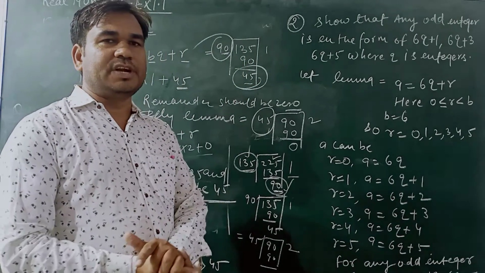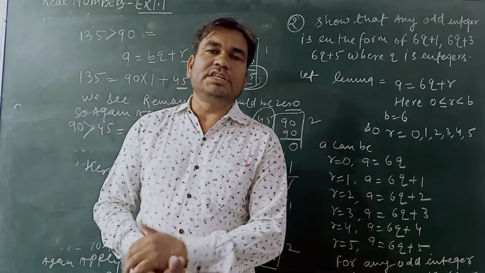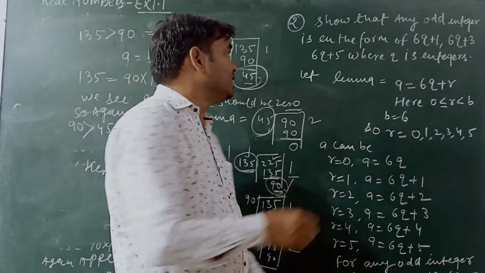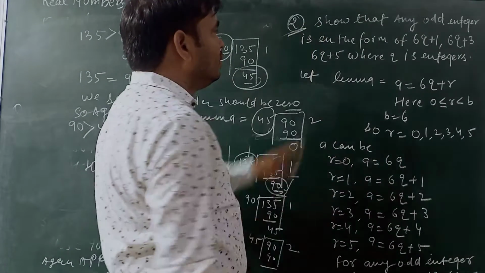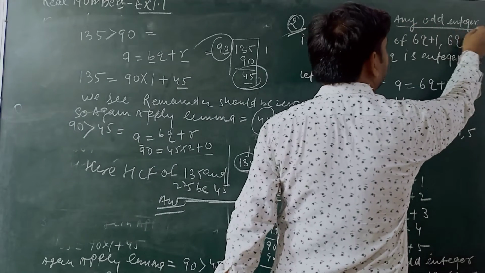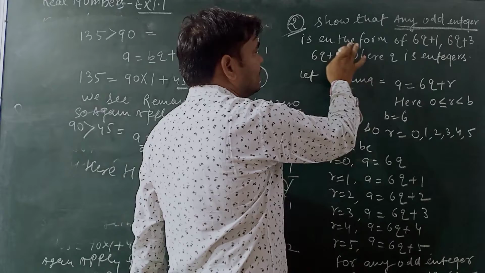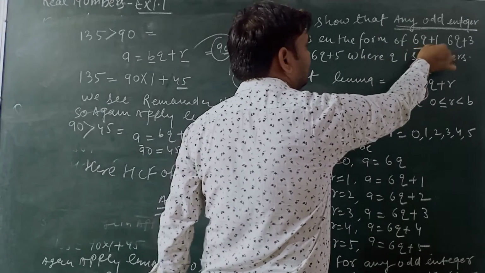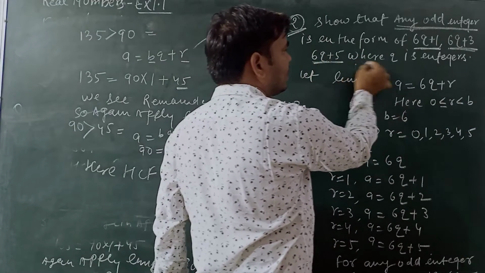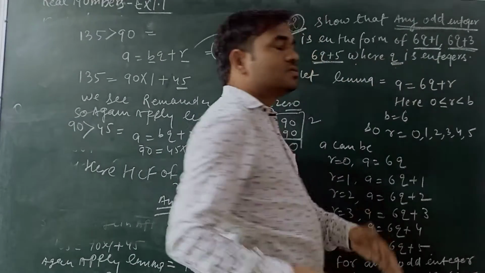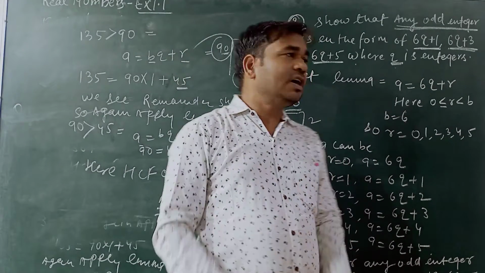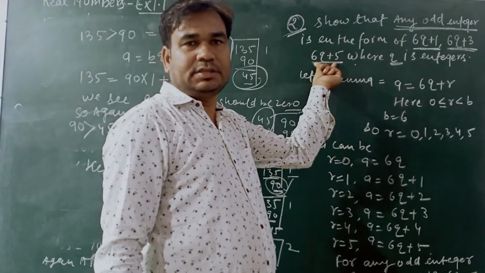And after that, students, we talk about the second question of the exercise. The second question of the exercise is to show that any odd integer is in the form of 6q + 1, 6q + 3 and 6q + 5, where q is an integer also. So here you know, students, about the division lemma. Division lemma is just the form of that.